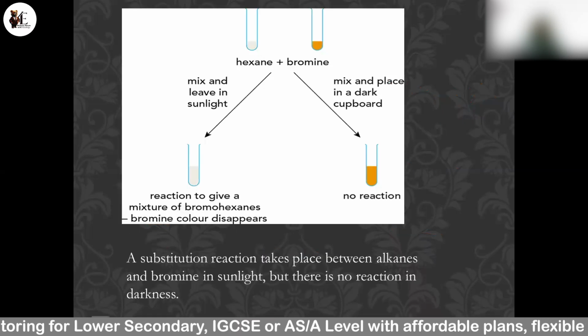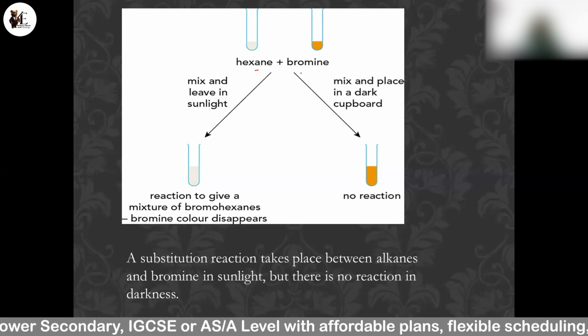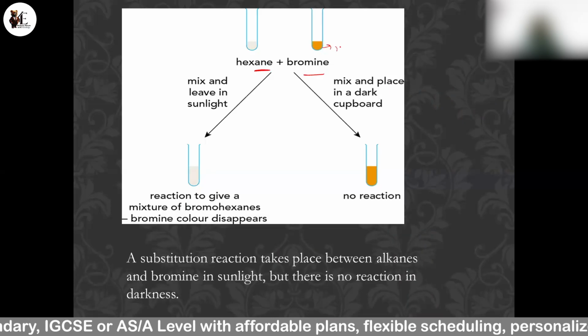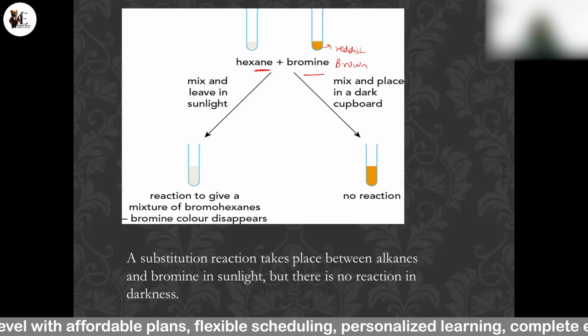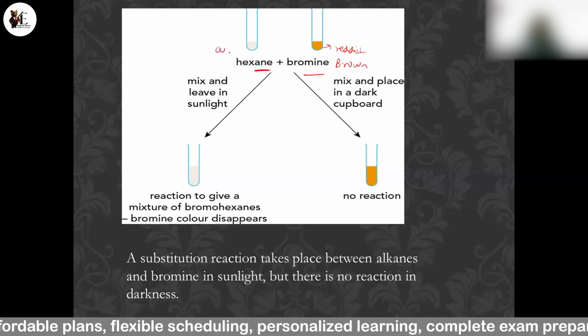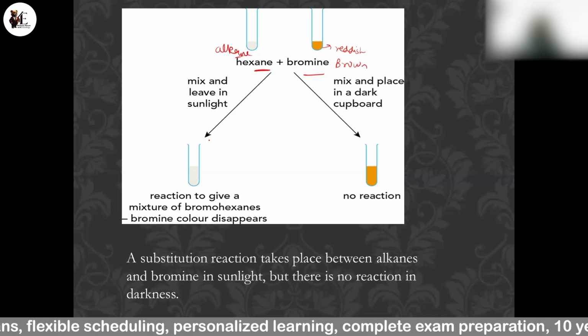Okay, so see this reaction. This is your hexane and bromine. Bromine is reddish brown in color and hexane is colorless. So you have to mix them. This is your alkane. You have to mix them and leave it in sunlight.